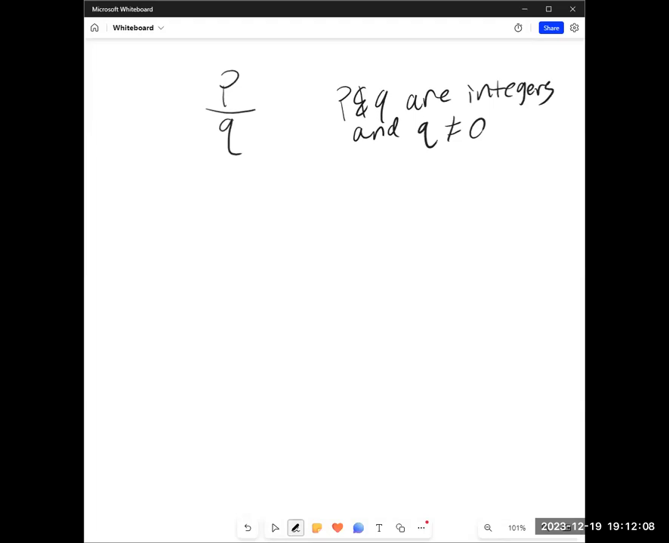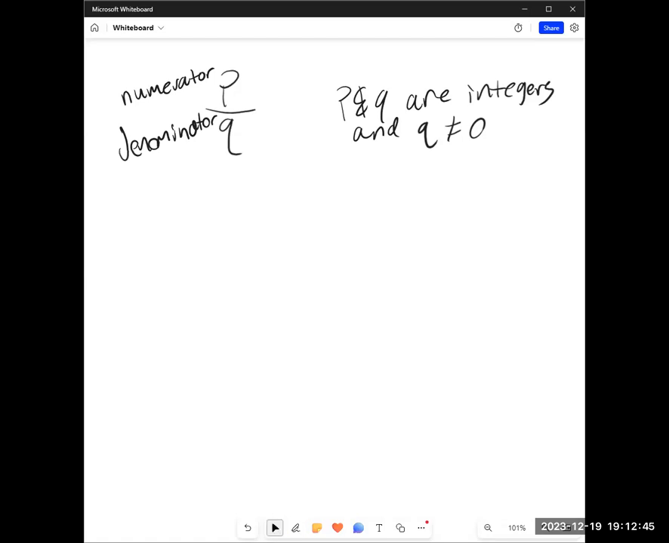Now let's go ahead and look at the next definition. For the rational number P over Q, Q is called the denominator. And even though they don't ask this, because we're going to be talking about it later, P is called the numerator. It's going to be important for us to be able to call these things by their names.